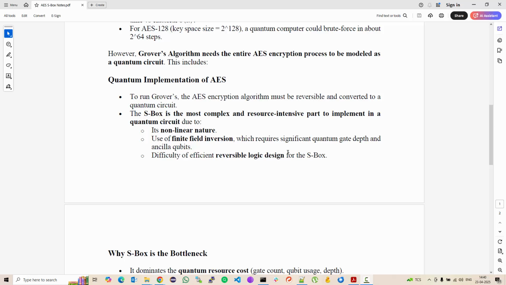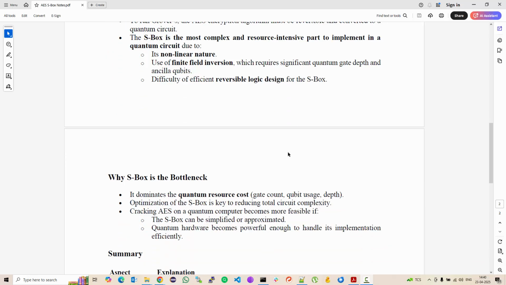Now, it is very difficult to make an efficient reversible logic design for the S box. The S box is the bottleneck. It dominates the quantum resource cost, the number of gates, the qubit usage, and depth. Optimization of the S box is the key to reducing total circuit complexity of the Grover's algorithm in attempting to crack the AES algorithm.